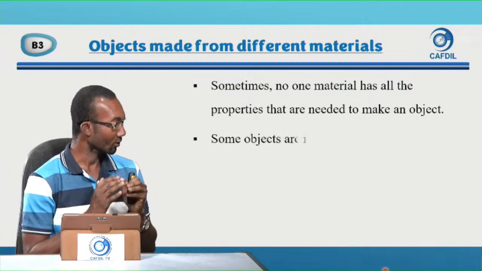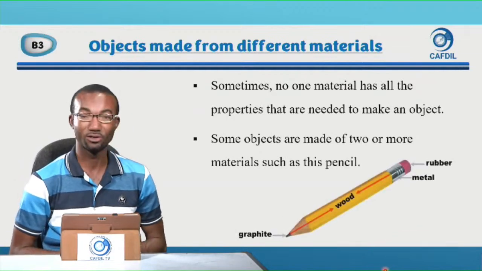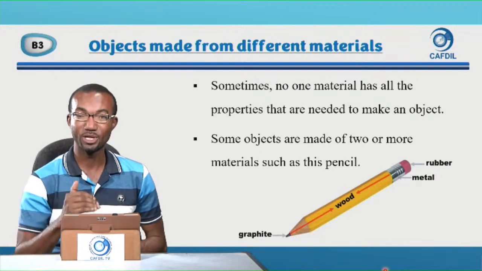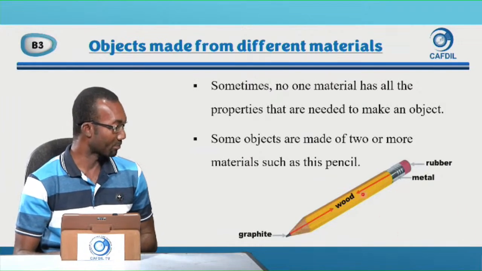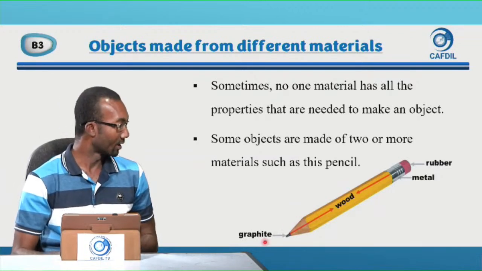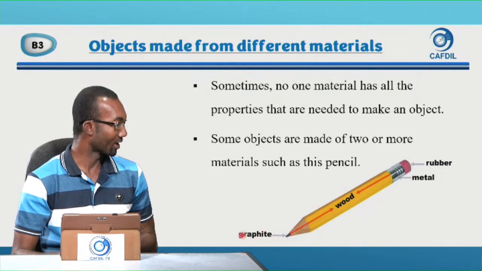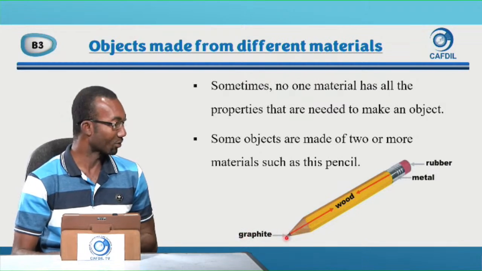So some objects are made of two or more materials, such as this pencil you see on your screen. Let's take a look at a pencil that you use at school to write or draw. What you use to write is the tip of the pencil you see here, the sharp end that you always sharpen to make it very sharp. This is called graphite, and it is a carbon. Graphite is a carbon, and that is what we use to write.